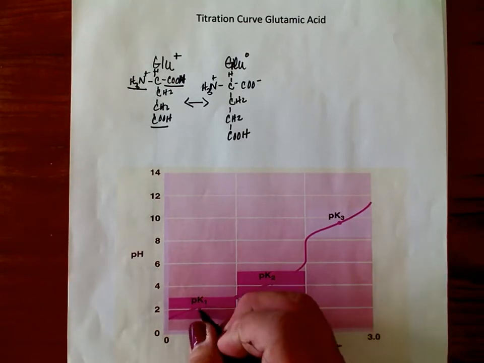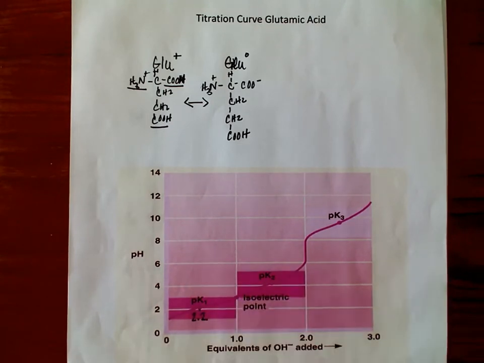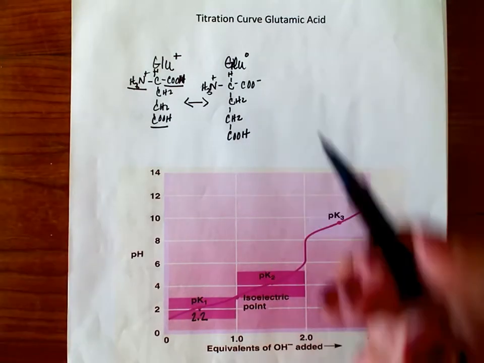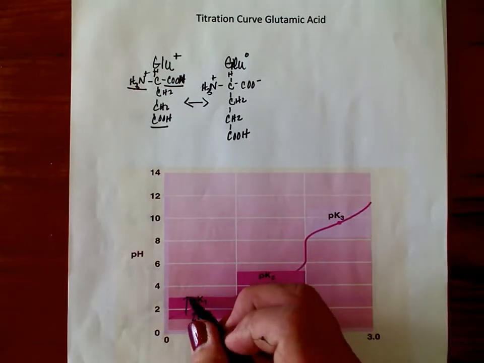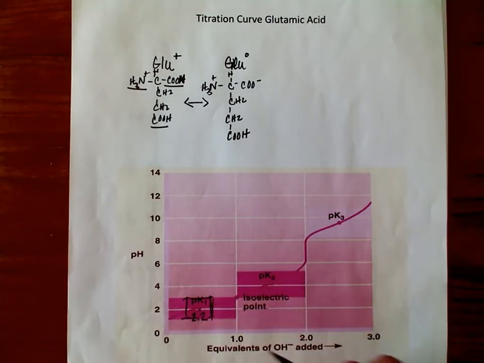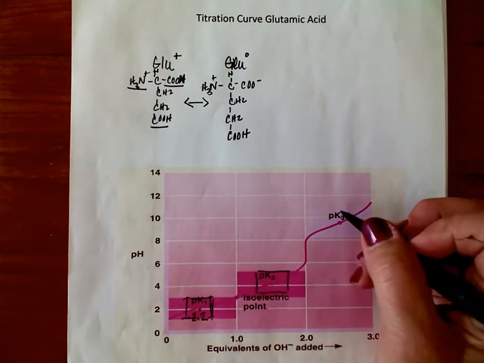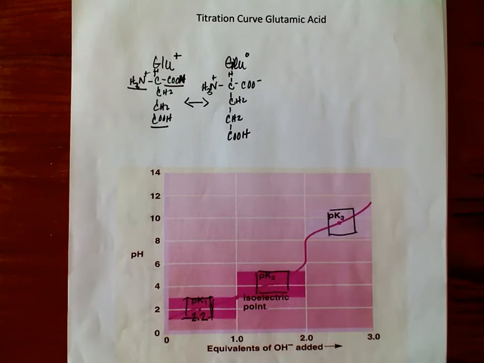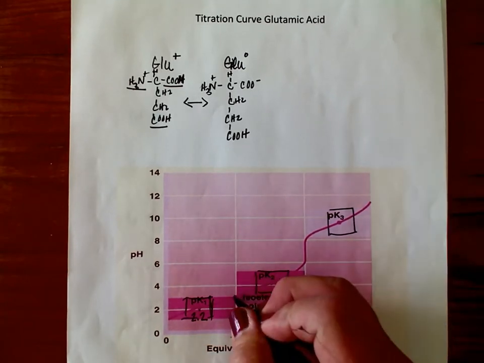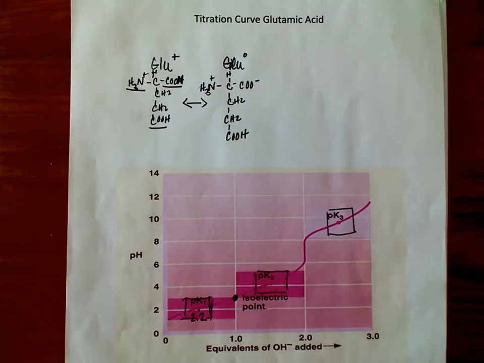So pK1, this is the pK of that alpha carboxyl group. So at 2.2, this will ionize, and we will have this pink region. We have a buffer region in the flat part of that. We also have a buffer region here, and we would have one up here as well. But the isoelectric point, again, is the pH at which that amino acid has an overall net charge of 0.